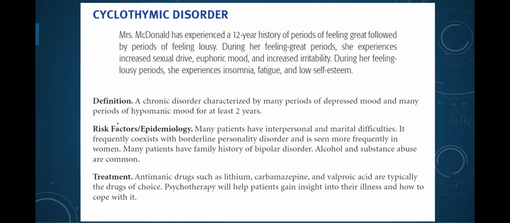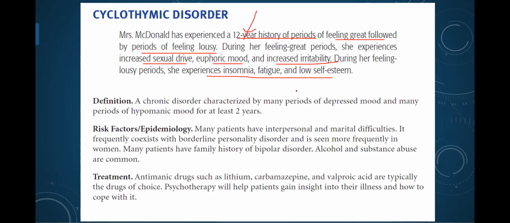Nothing much you need to know from here. Another is called cyclothymic disorder. Read the question. Mrs. McDonald has experienced a 12-year history of periods of feeling great followed by periods of feeling lousy. So 12 years of having elevated mood and depressed mood. During her feeling great period, she experienced increased sexual drive, euphoria, and increased irritability. And during her feeling lousy period, she experienced insomnia, fatigue, and low self-esteem.